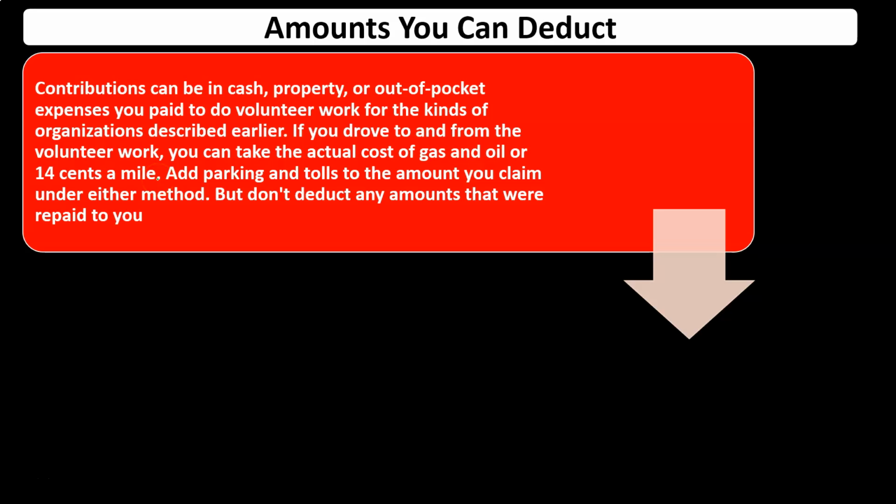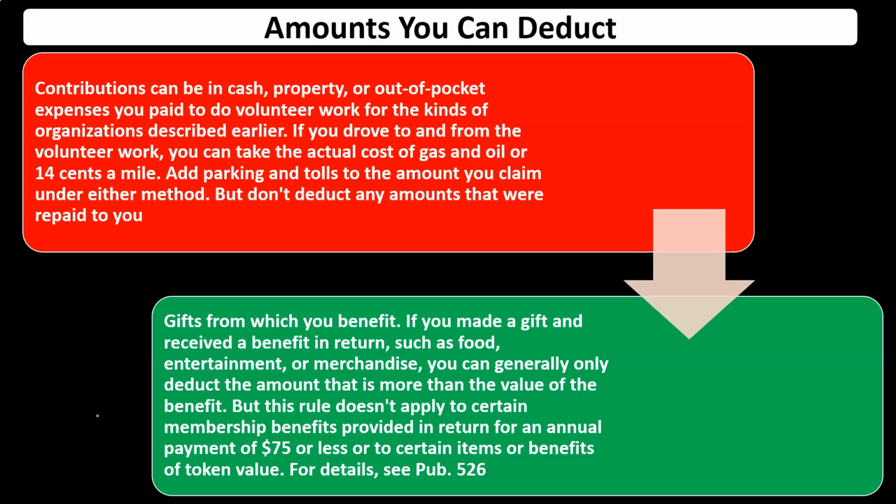So if there's driving involved, then you might be able to take the actual cost. Notice 14 cents per mile is like a mileage rate, similar to what you might have if you're using a mileage rate to calculate the business auto expense or something like that for a Schedule C. However, you've got to make sure that you're looking at the rates. And again, this rate came from 2019, so the rate might be different. Tax software can help to pick up that rate, but just note that the rate is typically less than, or at least different than, the Schedule C mileage rate if you had auto and car expense in that situation. So add parking and tolls to the amount you claim under either method, but don't deduct any amounts that were repaid to you.